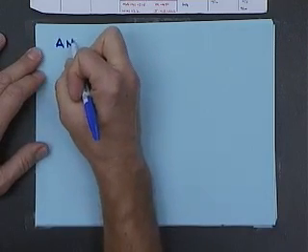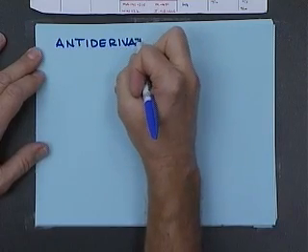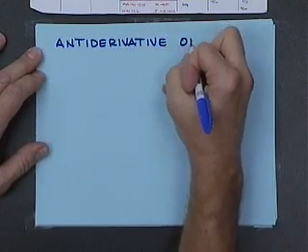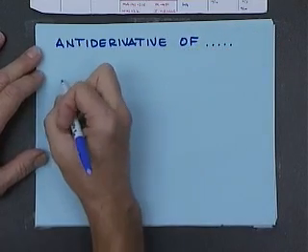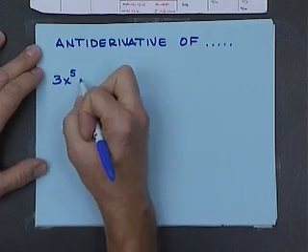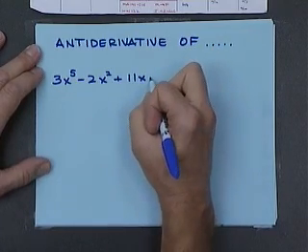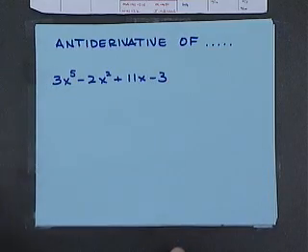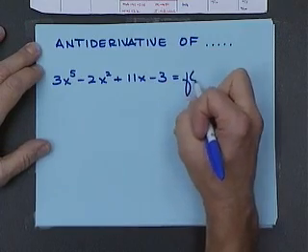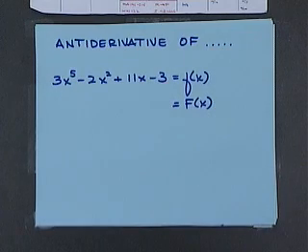So on all these down this page, we want the antiderivative. What's the antiderivative of 3x to the 5th minus 2x squared plus 11x minus 3? We're searching for the function that has this for its derivative. So I'll use the author's notation. We have little f of x. We're searching for capital F of x, the antiderivative.